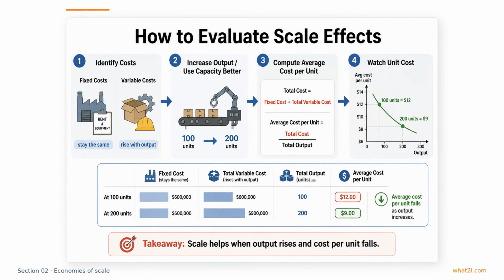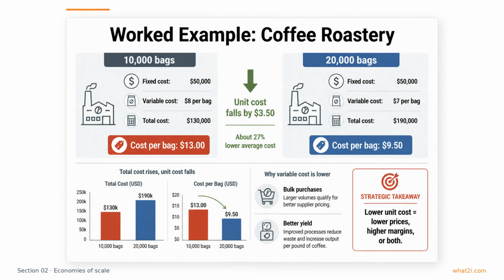If unit cost falls as output grows, scale is creating a real efficiency benefit. If unit cost stays flat, the benefit may be limited. And if unit cost starts rising, the company may be running into diseconomies rather than economies of scale. The coffee roastery example shows the difference between total cost and unit cost very clearly.